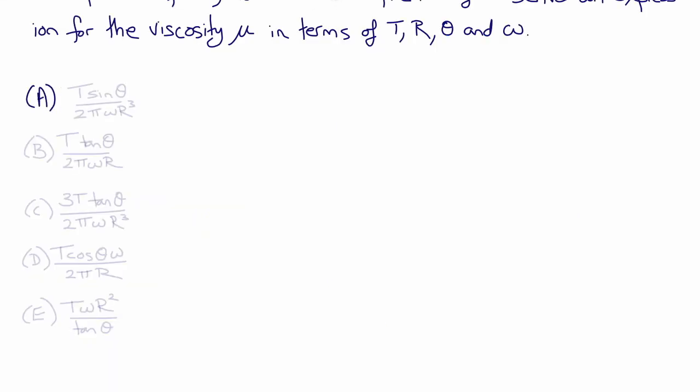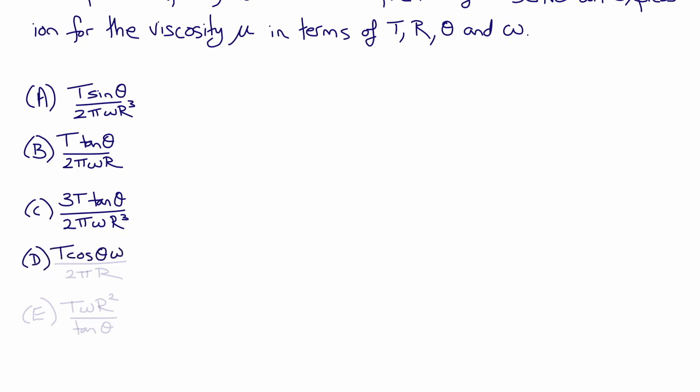So what was your solution? Was it A, T sine theta over 2 pi omega r cubed, B, T tan theta over 2 pi omega r, C, 3T tan theta over 2 pi omega r cubed, D, T cosine theta omega over 2 pi r, or E, T omega r squared over tan theta?